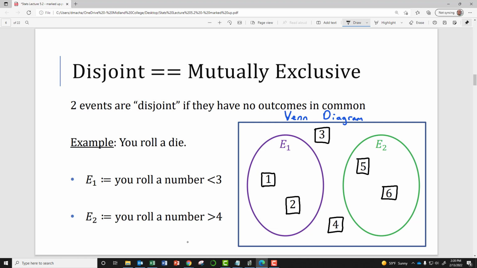What my Venn diagram shows is that E1, saying I've rolled a number less than 3, has 2 of the possible outcomes that belong to event E1. Based on the description of event E2, there's only 2 of those possibilities that belong to E2, and notice that there's no overlap. None of the possible outcomes belong to both E1 and E2. So in this case, these 2 events, E1 and E2, are disjoint, or you might say that these events are mutually exclusive.